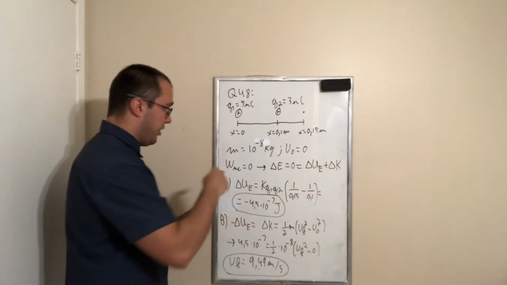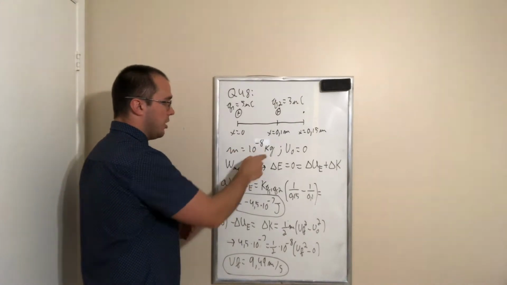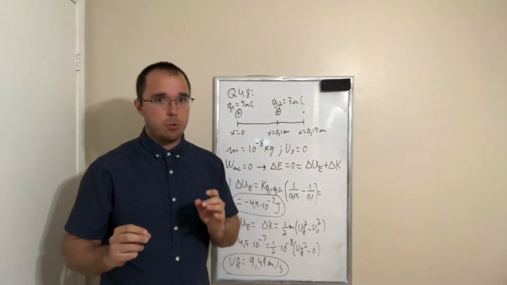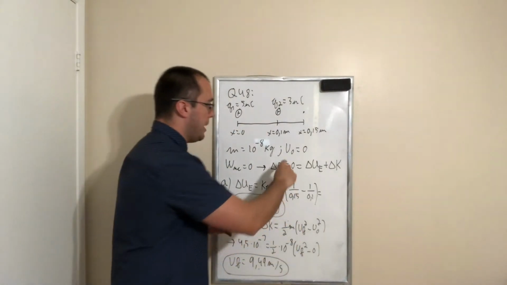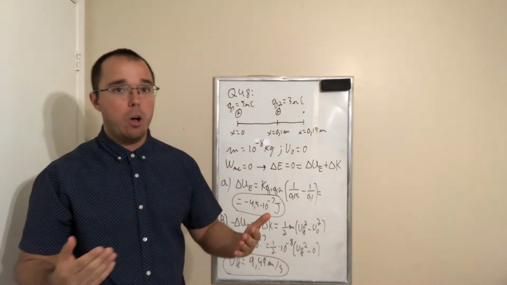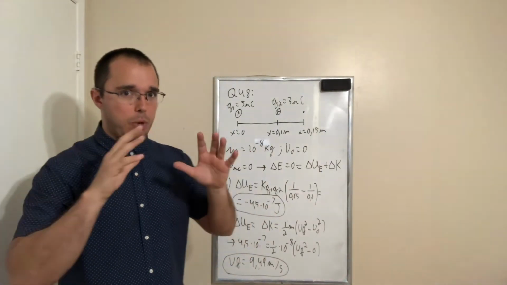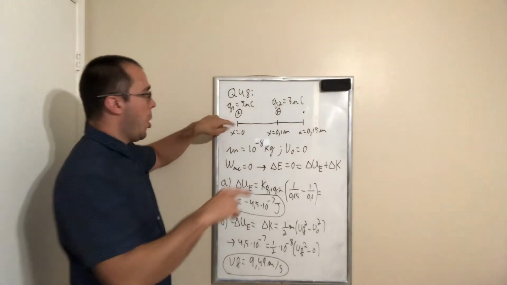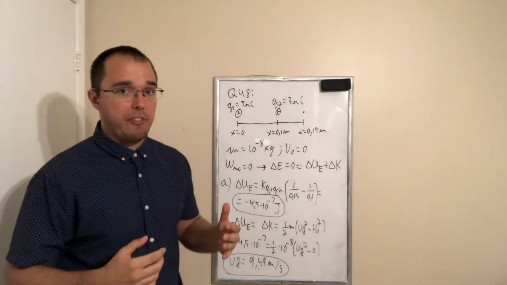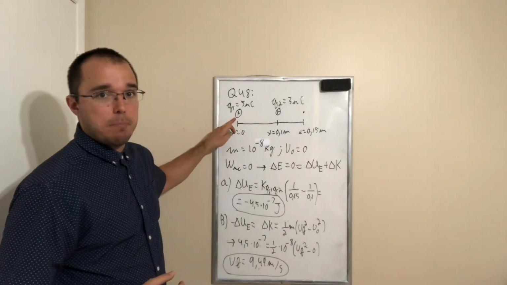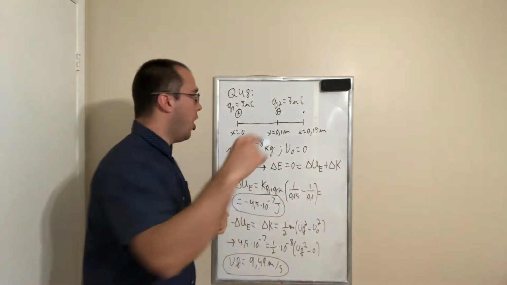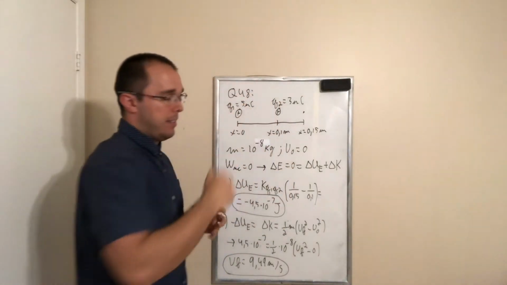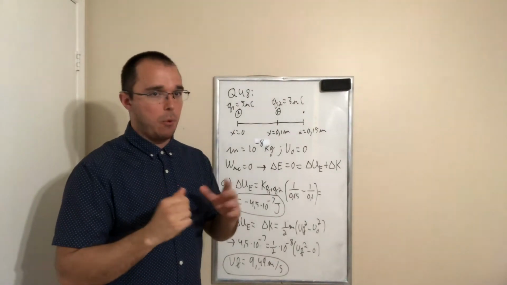Now, we are given the mass. It's 10 to the power minus 8 kilogram. We are also told that the second charge is initially at rest. That's really important. That means the initial velocity is 0. Also, another important point that we may not notice, this one is fixed in place. If it was not fixed in place, both charges would accelerate away from each other. By saying it's fixed in place, we know this one is not moving. All the energy from the potential energy is then going into that charge in this case.